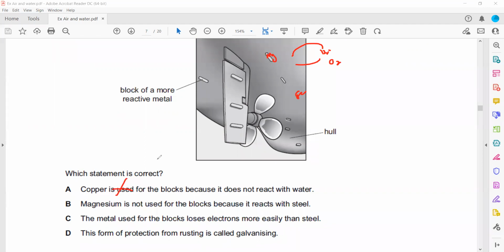Copper cannot be used because copper is less reactive. When we write the reactivity series, we have potassium, sodium, calcium, magnesium, aluminium, zinc, iron, lead. So the correct answer, magnesium is used, and why is it used? Because it can lose electrons easily and it can protect the iron structure from rusting.